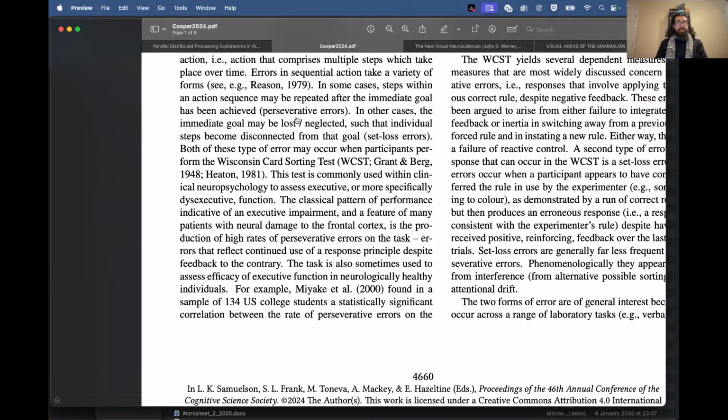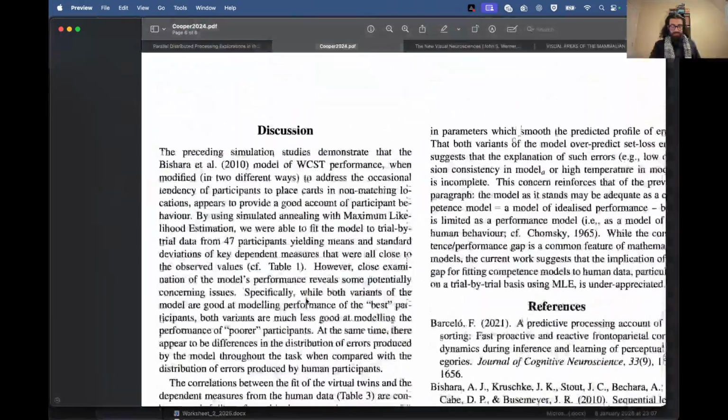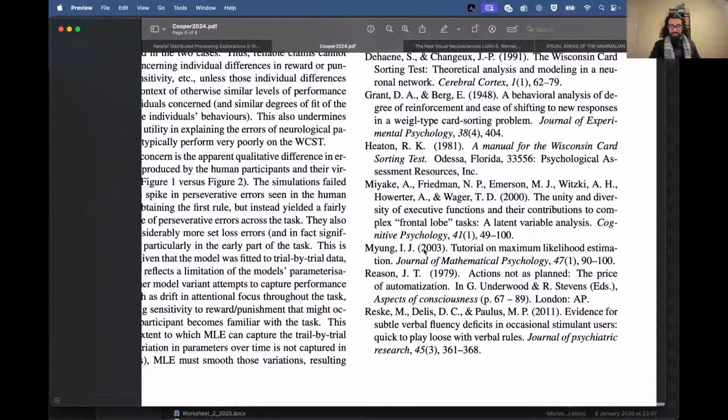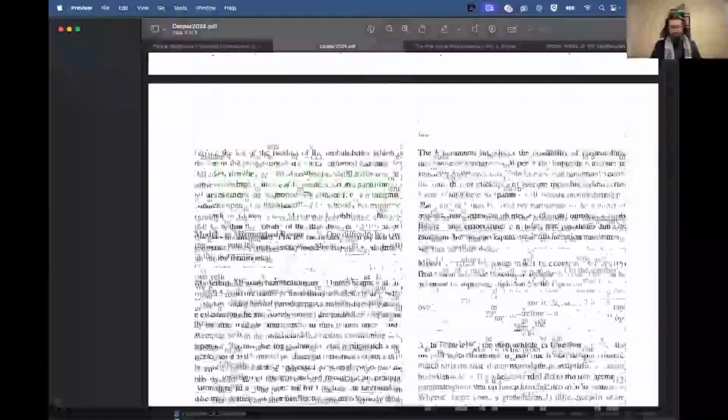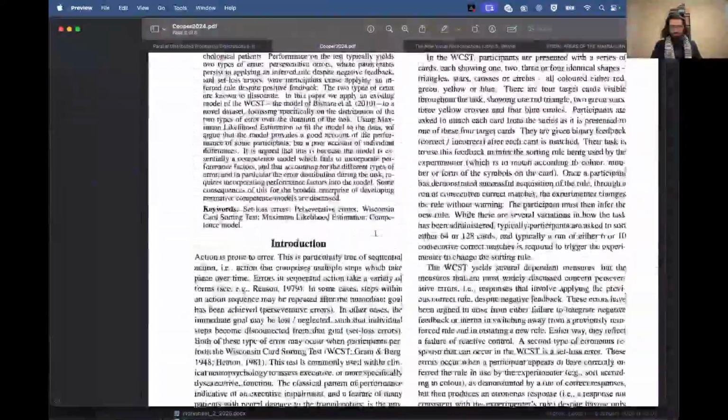Both of these types of error may occur when participants perform the WCST. This test is commonly used within clinical neuropsychology to assess executive function. Right, so this is interesting. Here we go. Miyake is mentioned here as well, which is nice. Very quickly, Miyake's paper is The Unity and Diversity of Executive Functions and Their Contributions to Complex Frontal Lobe Tasks. Okay, it's an interesting sounding paper.